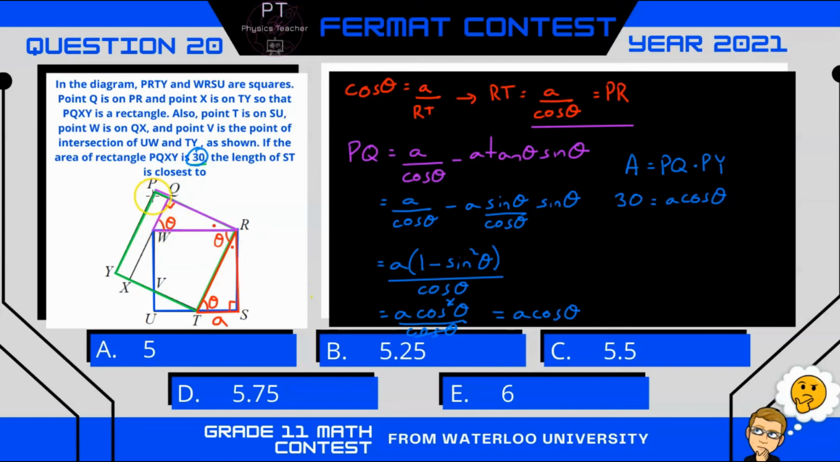And PY, which is this length here, is the same as RT, because it's the same square, a different side of the same square. And I know what RT equals. It equals A divided by cos theta. We did that from before. So times A divided by cos theta. So cos thetas will cancel, and we'll get 30 equal to A squared. Or A equals the square root of 30, which is about 5.48, or rounding to 5.5. Our answer is C.